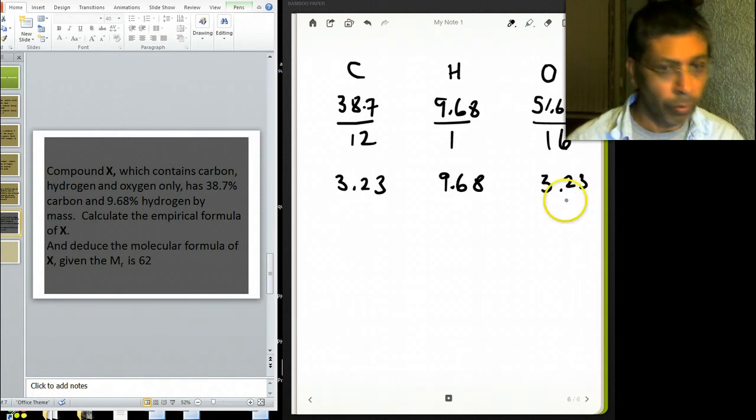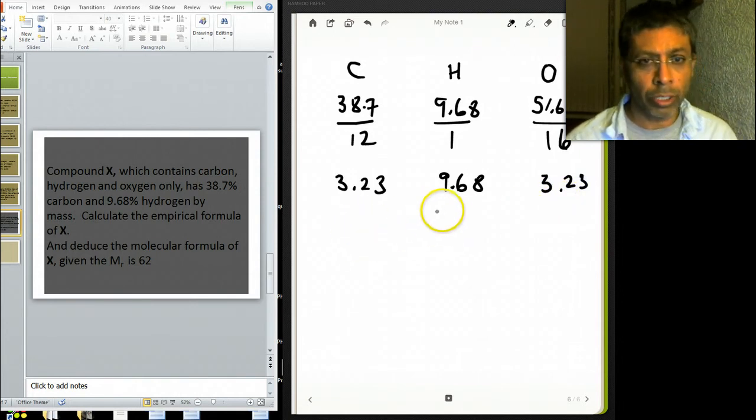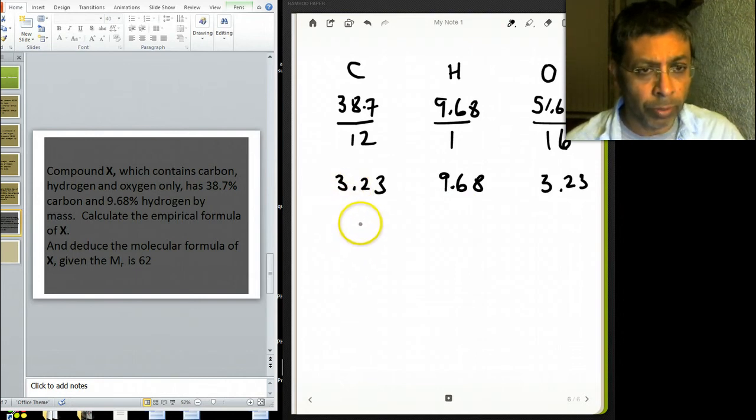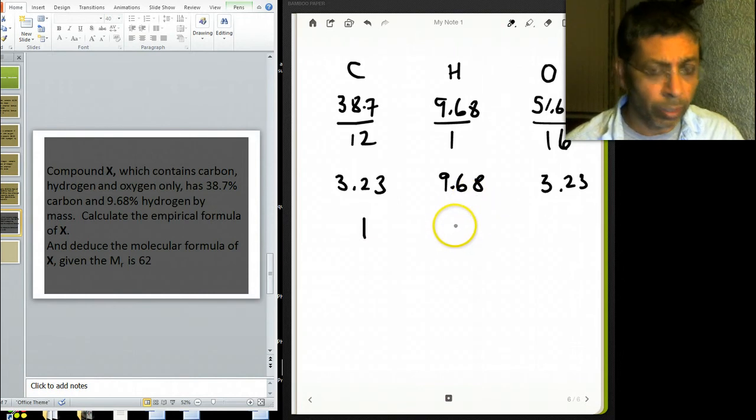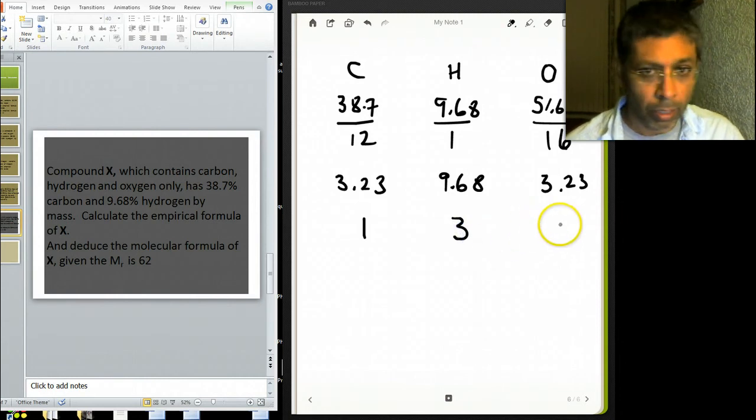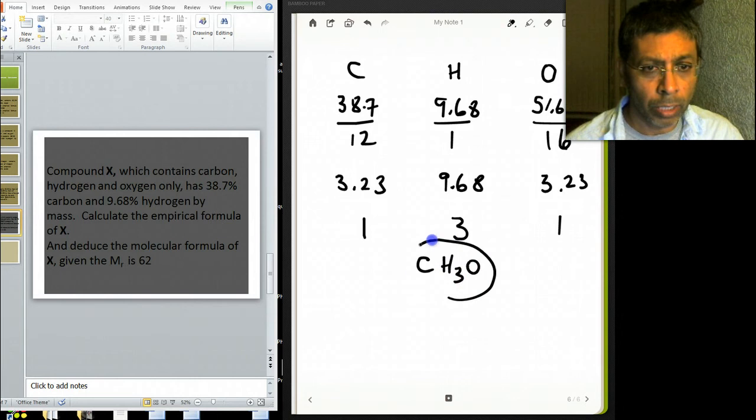Okay, right, now divide by the smallest, which is 3.23. So 3.23 divided by 3.23 is 1. That divided by 3.23, if you do that on a calculator, you will get 2.997, which is 3. And that divided by 3.23 is 1. And so there you are, you've got CH3O. That's your empirical formula.